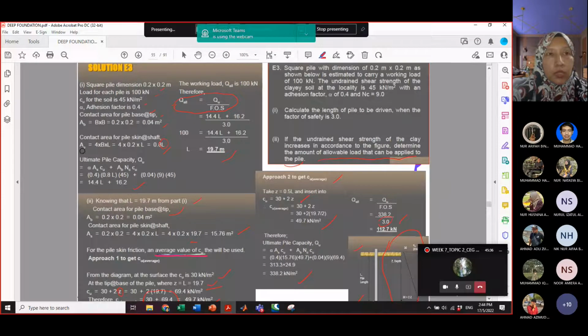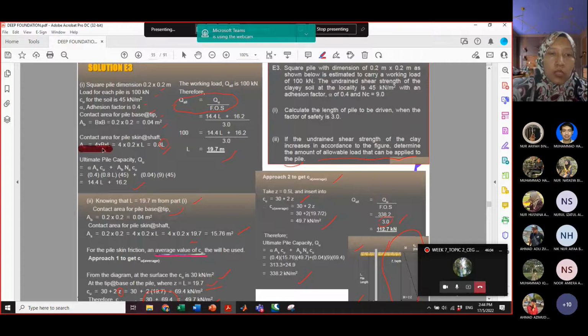the formula to get AS is 4 times the cross-sectional area of the pile. If the cross-sectional area is square, we multiply B by L. So how many sides do we have? 4, right? 1, 2, 3, 4. So 4 times B times L. So we have one example here for the pile skin shaft contact area with square pile dimensions. So this is what we're going to have.